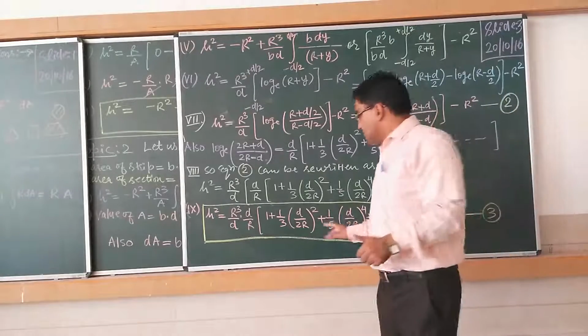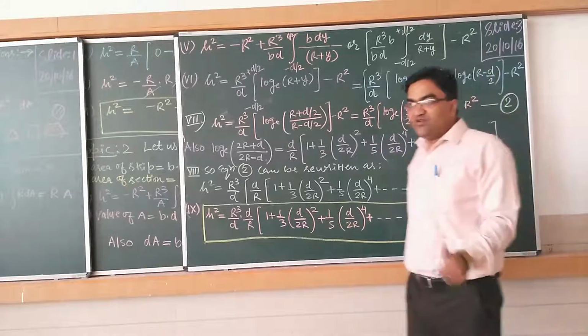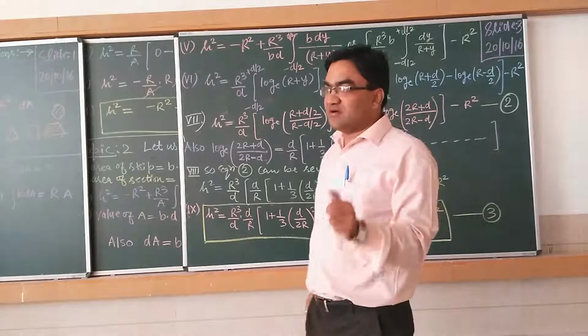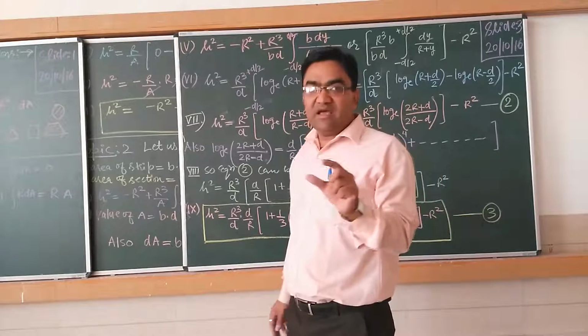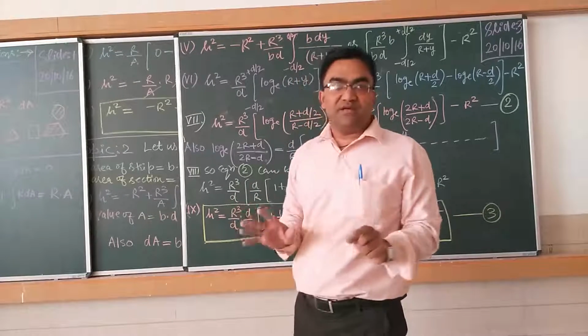Now this is the final equation 3. Equation number 3 gives the value of x square for a rectangular cross section whose dimensions are b into d. Thank you very much.